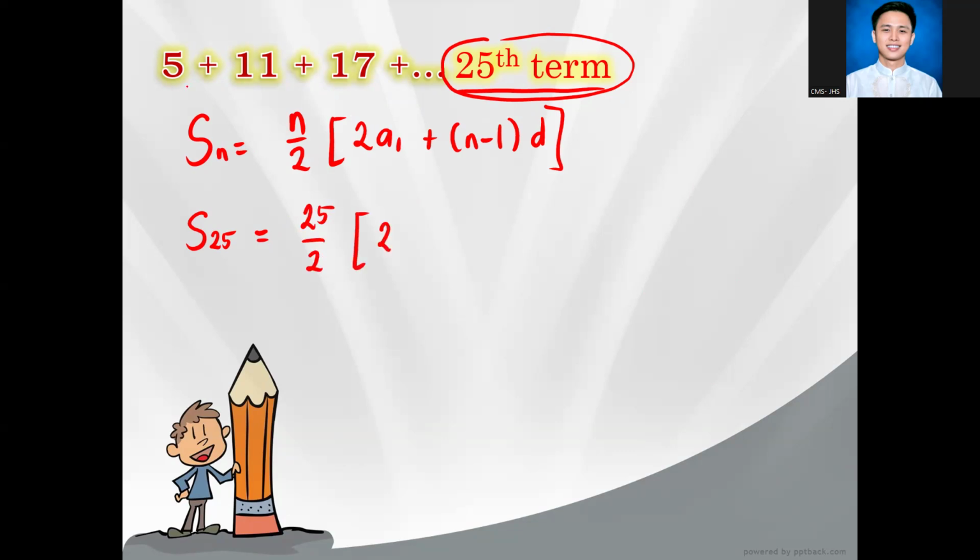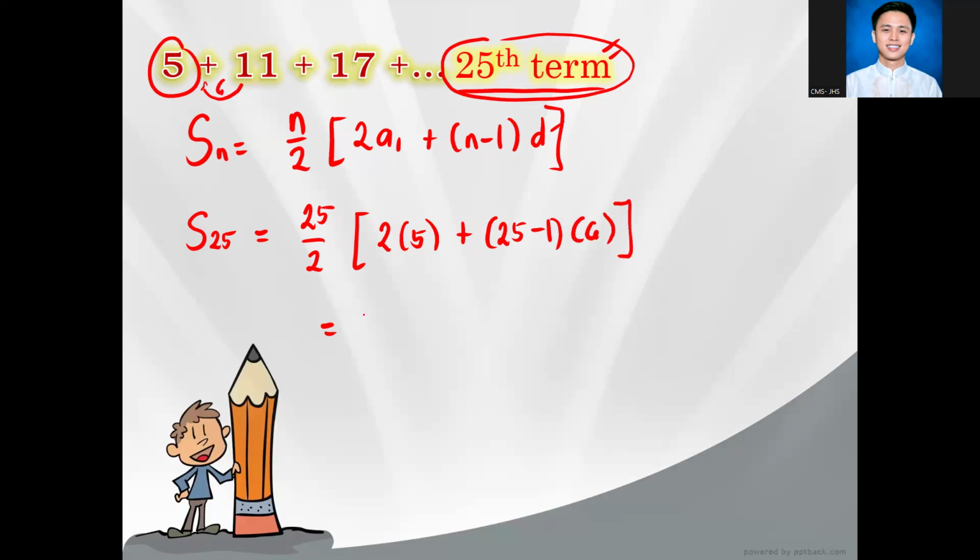Then we have 2 times a sub 1, the first term or the first number, 5, plus, what is n minus 1 here? Remember, n is 25. So we'll have 25 minus 1. What is d? Subtract from right to left two consecutive numbers or terms. 11 minus 5 is 6. Therefore, we have d is 6.